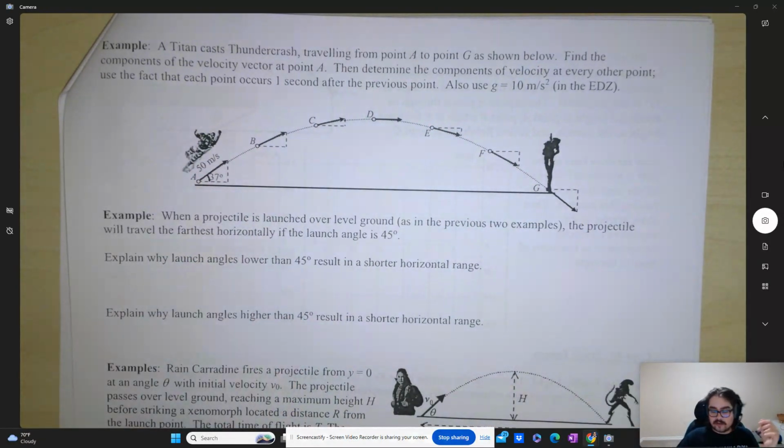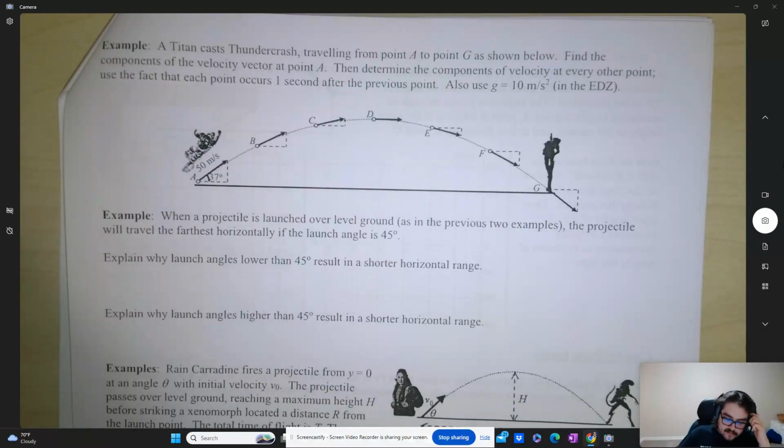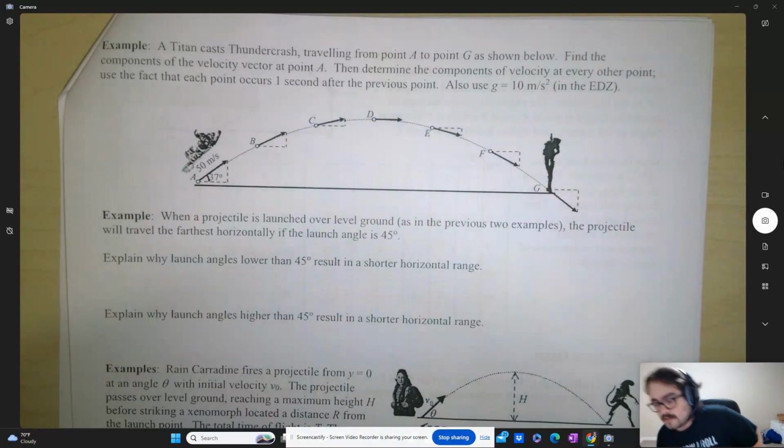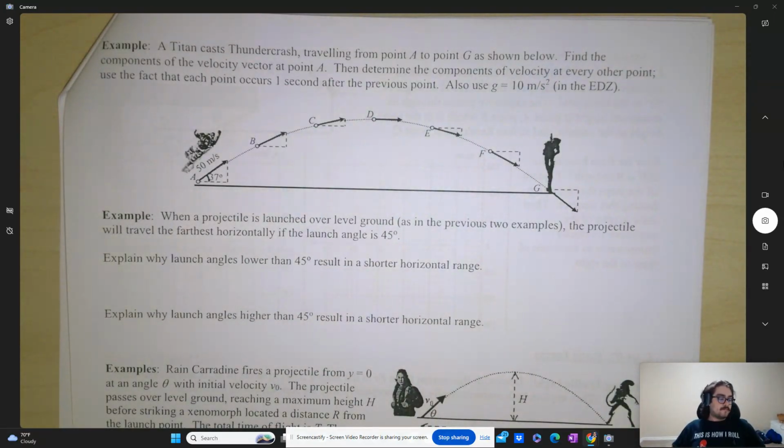Titan is casting Thunder Crash, traveling from point A to G, as shown below. Find the components of the velocity vector at point A, then determine the components of velocity at every other point. Use the fact that each point occurs 1 second after the previous. Also use g equals 10 because we're in the EDZ. If you don't know what the EDZ is, that's the European Dead Zone. It takes place on Earth. That's why I gave you g. Probably important for me to note that it's on Earth.